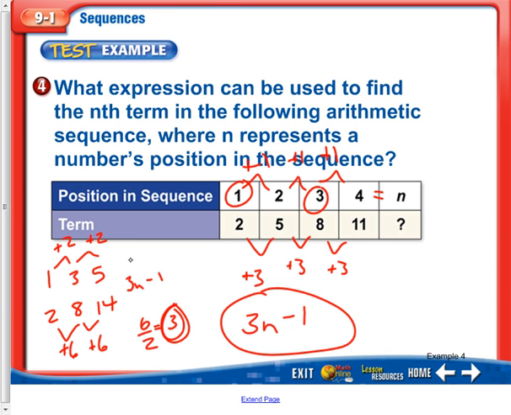So that way if I said, okay, what's the 8th term? You can plug in 8. 3 times 8 is 24, minus 1 is 23. You know the 8th term is going to be 23.